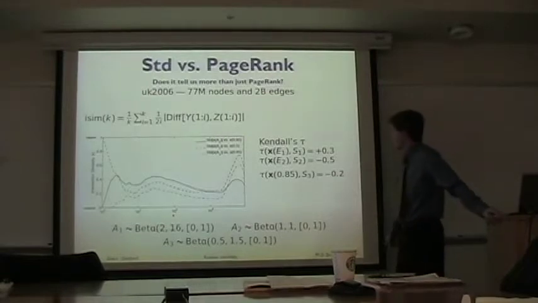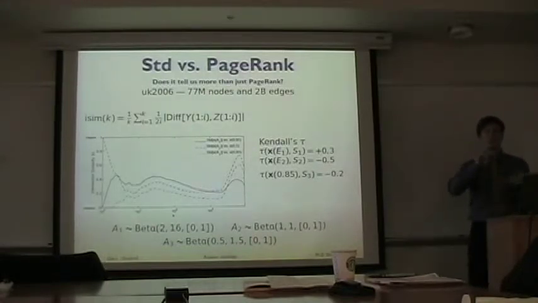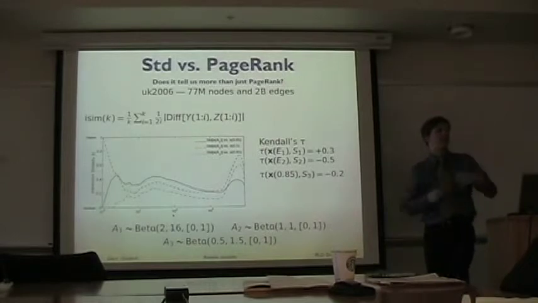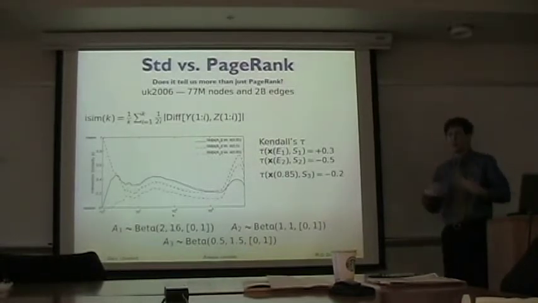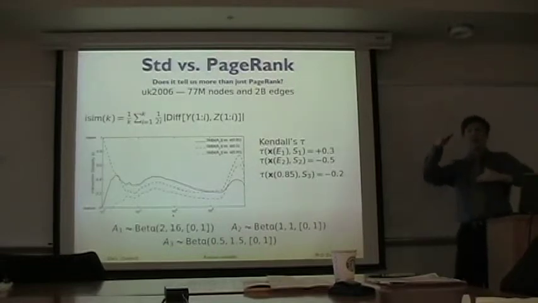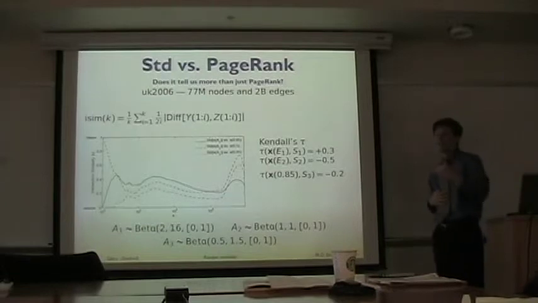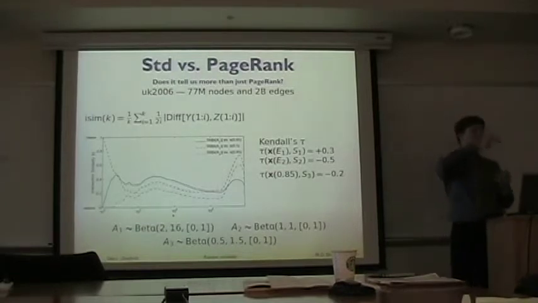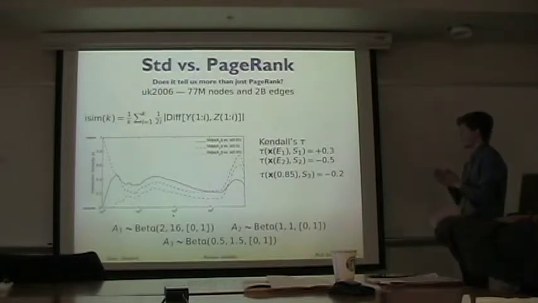And one of the common things that people look at when they're comparing rankings is Kendall's Tau. So Kendall's Tau sort of measures how many swaps you have to make between rankings to make them the same. It ends up being a number between minus 1 and 1, where 1 is the two ranks are ordered completely identically, minus 1 is they're backwards from each other, and 0 is sort of they don't really have a whole lot to do with each other.